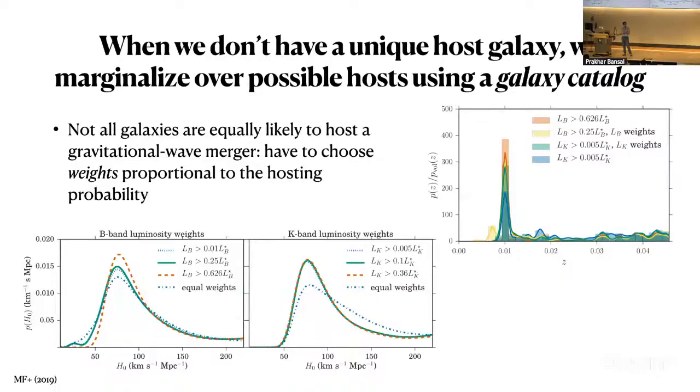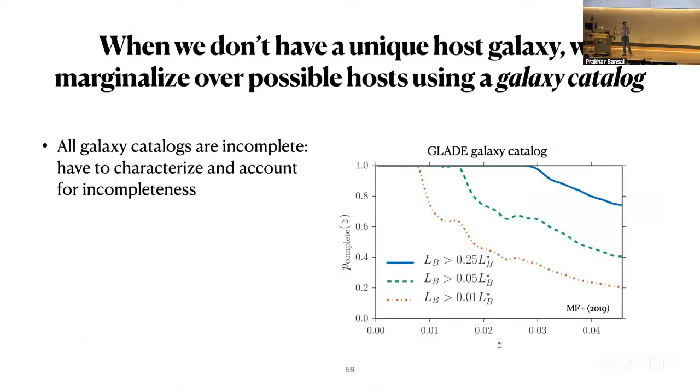But yeah, great question. So, the other detail we want to think about when we're doing this galaxy catalog statistical dark siren approach is the incompleteness of the galaxy catalog, because not every galaxy is going to be included in pretty much any catalog. So galaxy catalogs are incomplete, and we have to characterize and account for this.